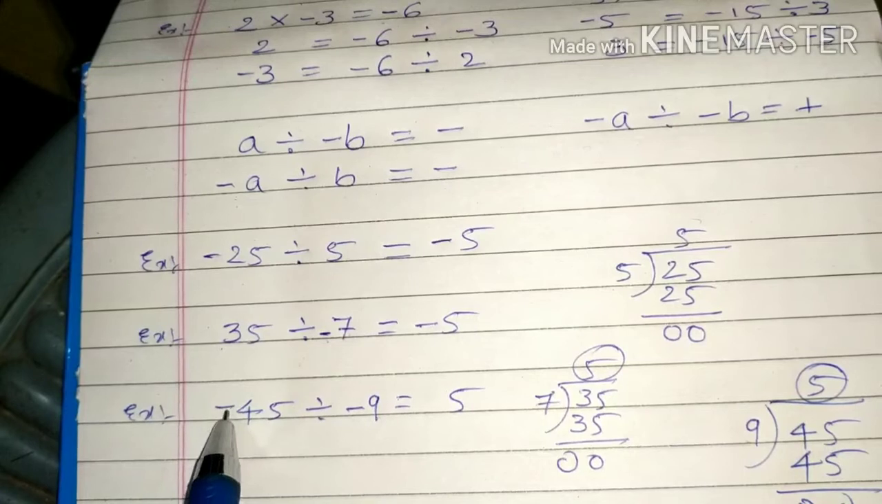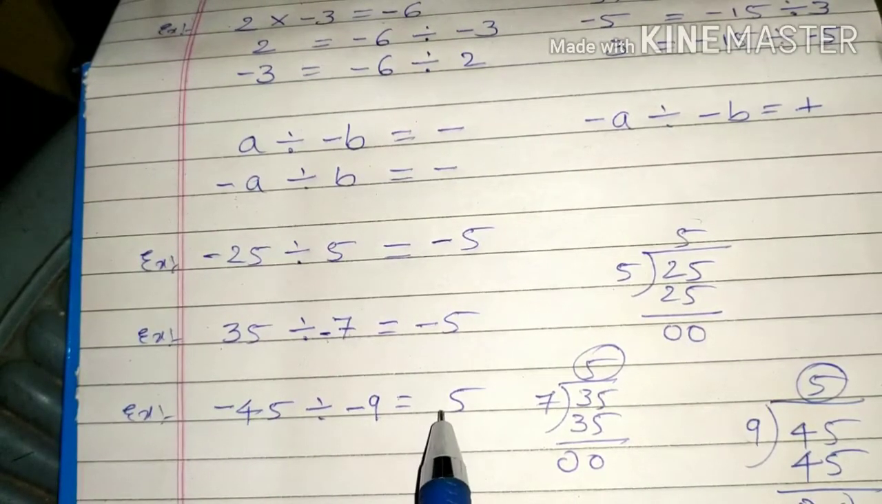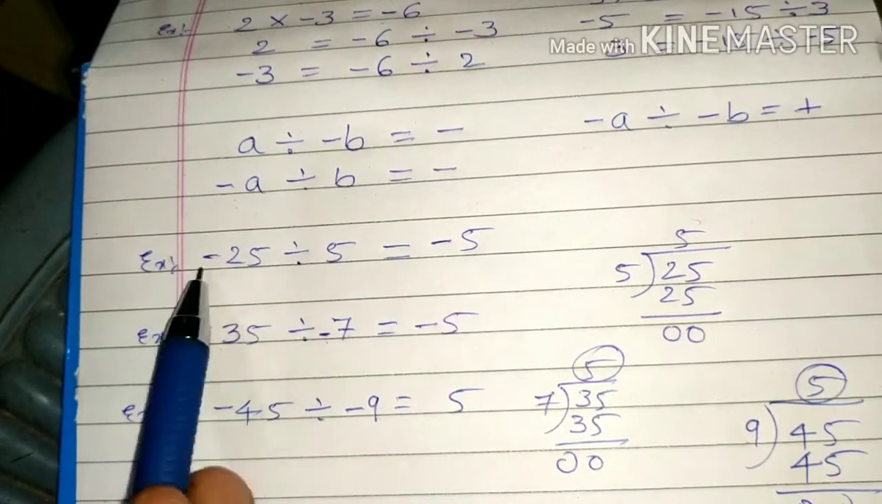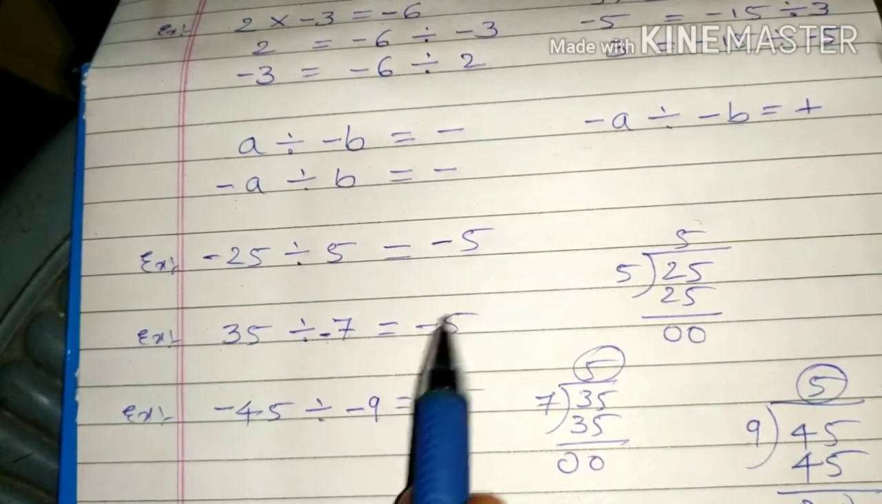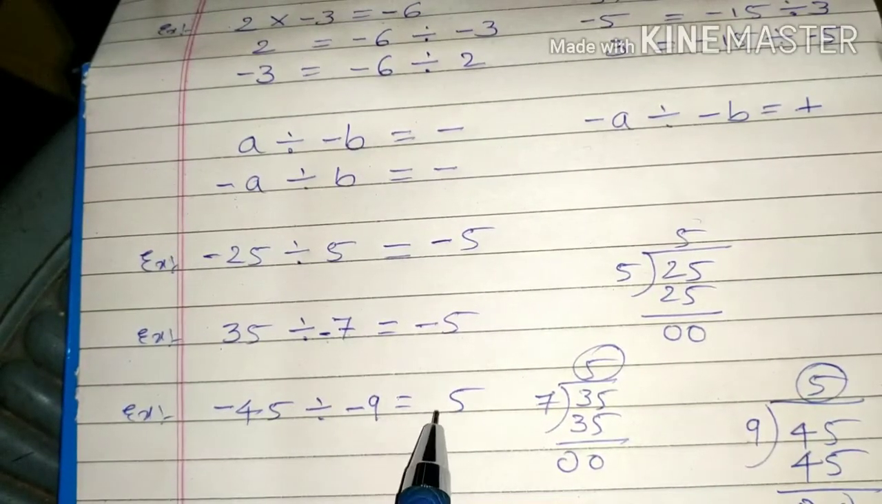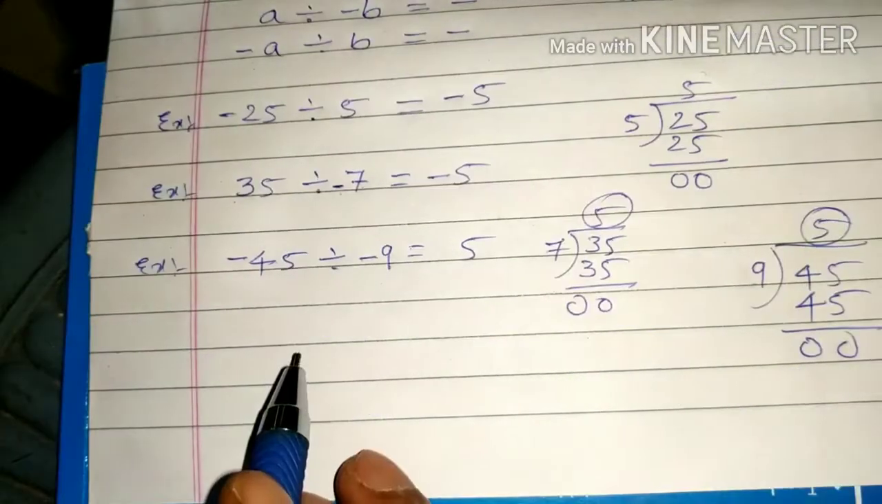And since both are negative, the answer will always be positive, right? So that is the rule for division. When you have different signs, the answer will be minus. When you have the same sign, the answer will be positive. Okay, so that is how you divide two integers.